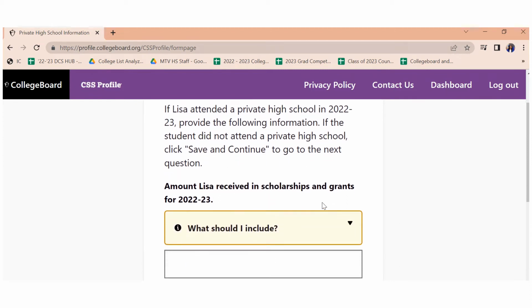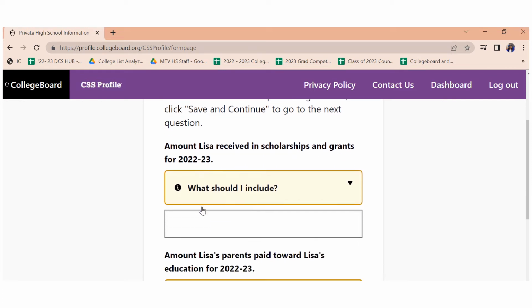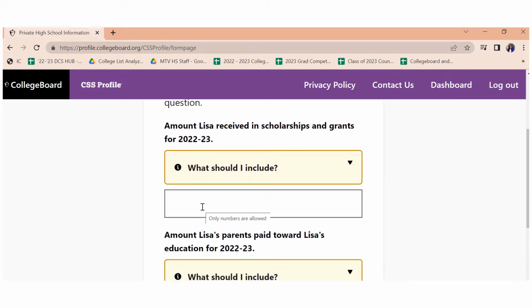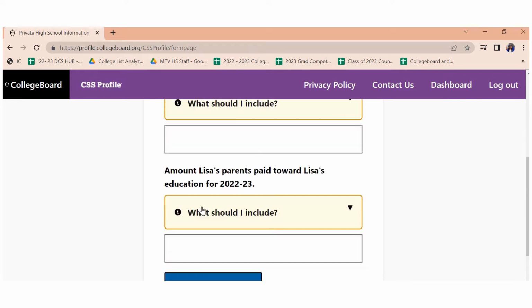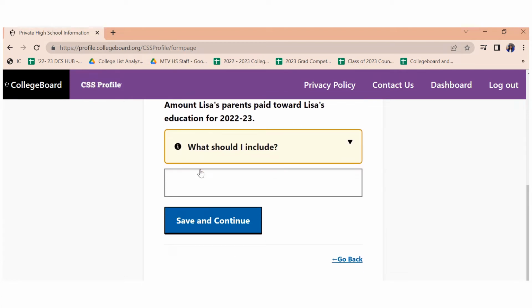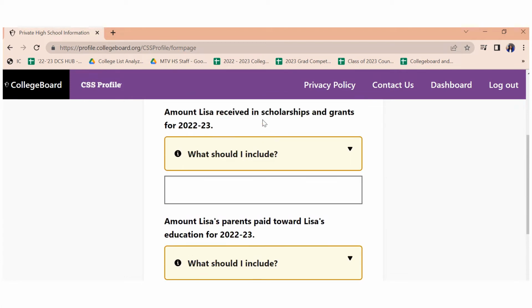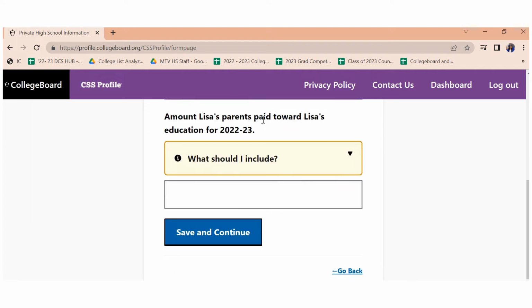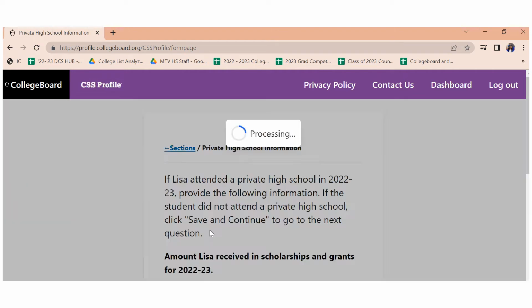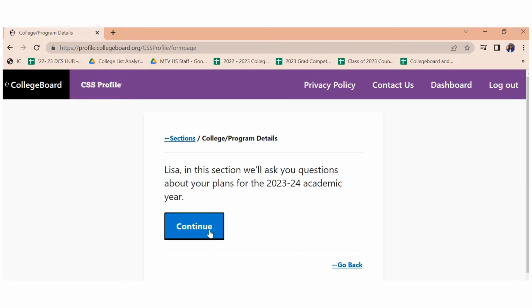This question you would only answer if you're not one of our students, and if the student goes to a private high school. So none of these are required, you will see. So don't put anything there. Student does not go to a private school, so we will skip those.